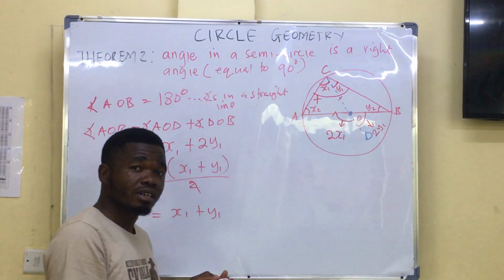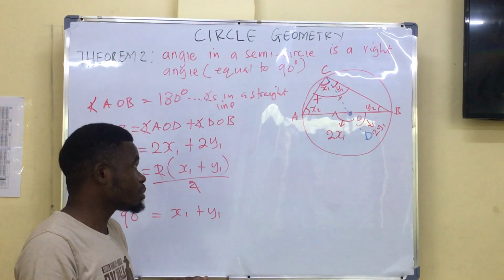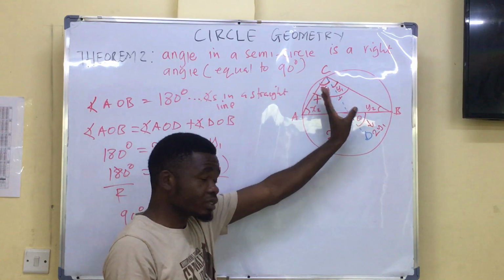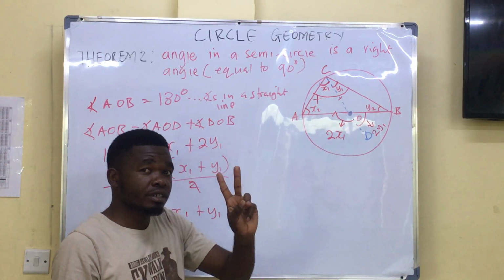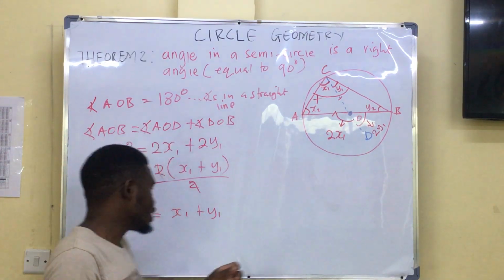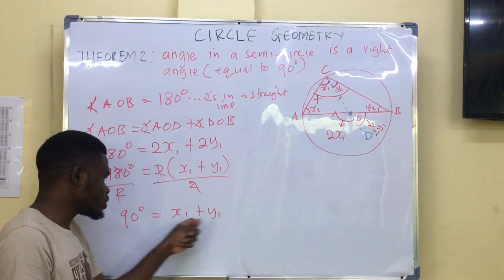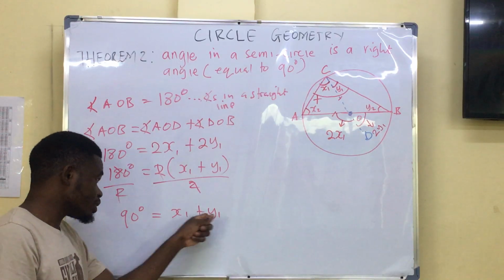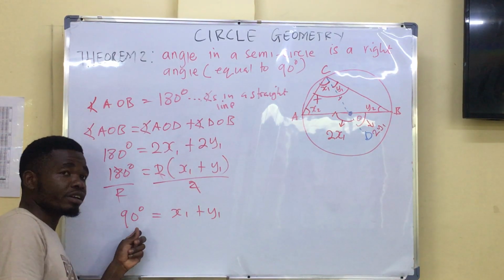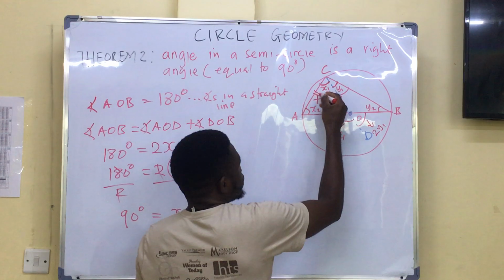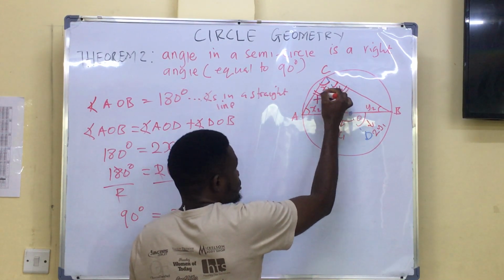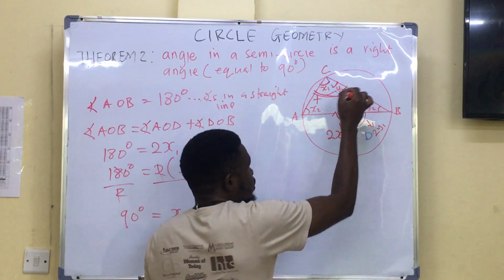Right? The whole of that angle is x1 plus y1. If you can add these angles, those two angles, it is x1 plus y1. But they're saying that x1 plus y1 is equal to what? 90 degrees. Right? x1 plus y1, that angle is equal to 90 degrees. If you can add those angles, it means that the whole of this angle is equal to 90 degrees.